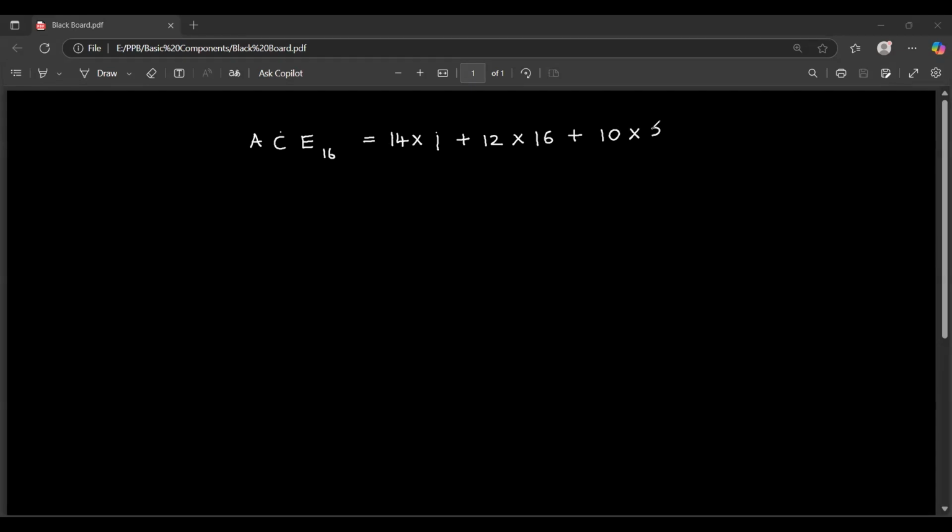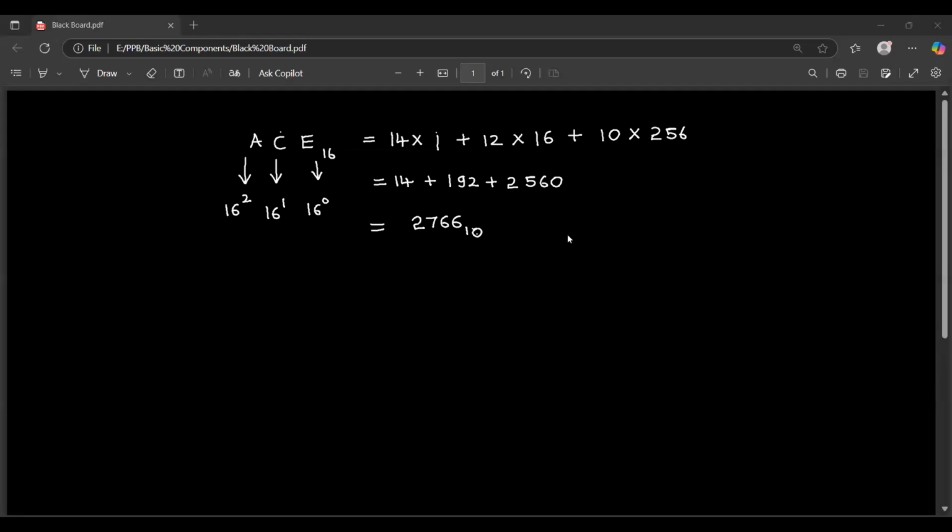So 10 into 256. Why am I putting 256 here? Well, this has the place value of 16 to the power 0. And this has the place value of 16 to the power 1. And this has the place value of 16 to the power 2, which is equal to 256. So this will be equal to 14 plus 12 into 16, which is 192, plus 10 into 256, which is just 2560. So if you add these things, you will get 2766 to the base 10. This is how you have to do the question.